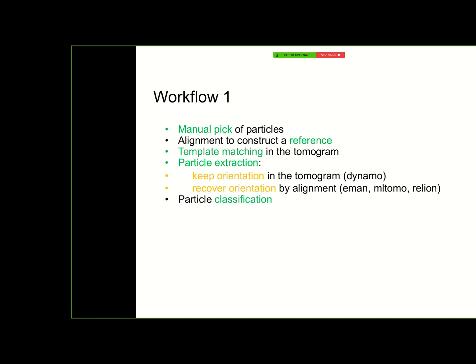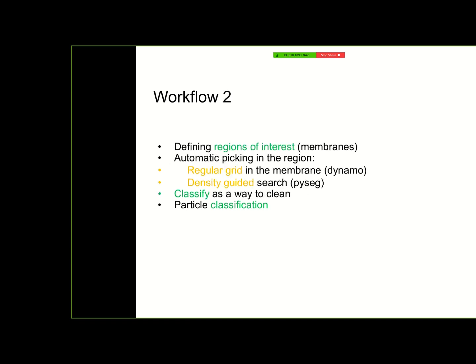This is a sensible workflow, but there are many others. So for instance, this is a second one that also makes sense. You define regions of interest, for instance membranes, and then you do an automatic picking in that region, and that automatic picking can use a regular grid in the membrane. That is the way Dynamo does, or one of the ways that Dynamo can do. Or for instance, you may look for high density regions, and this is the approach of PySeg.